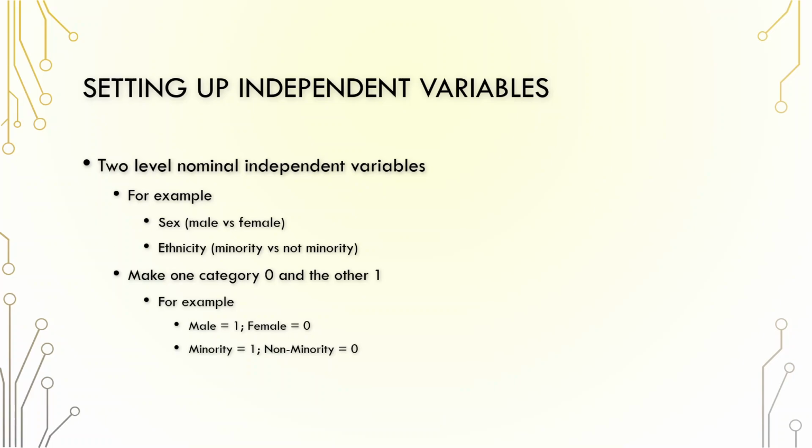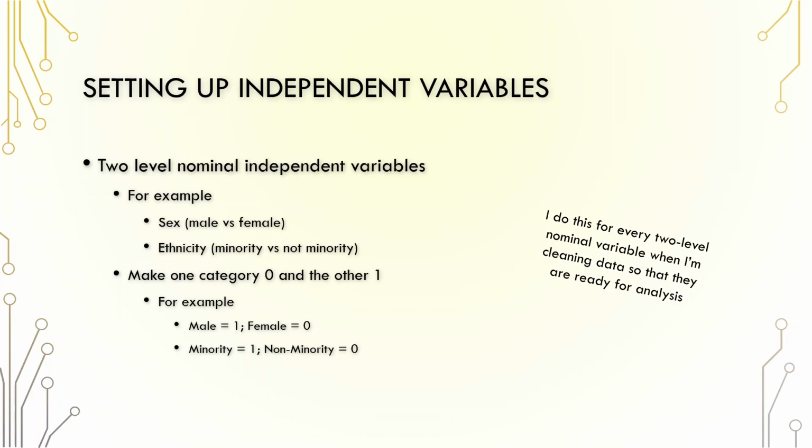So if I had a sex variable, I might code males as 1 and females as 0, minorities as 1, non-minorities as 0. And again, just to say that one more time, I do this when I'm cleaning data. So all my two-level nominal variables should be ready to go.